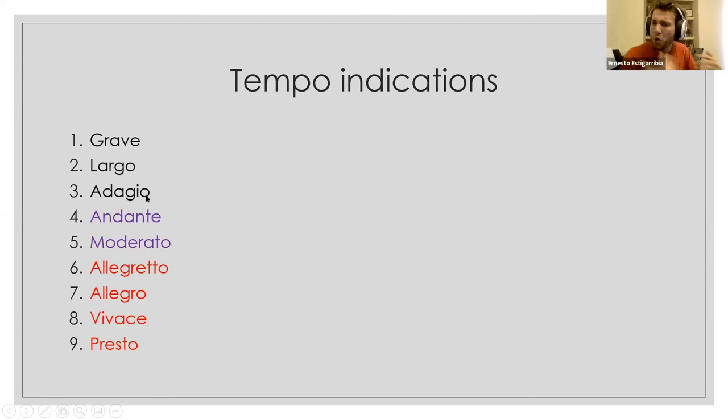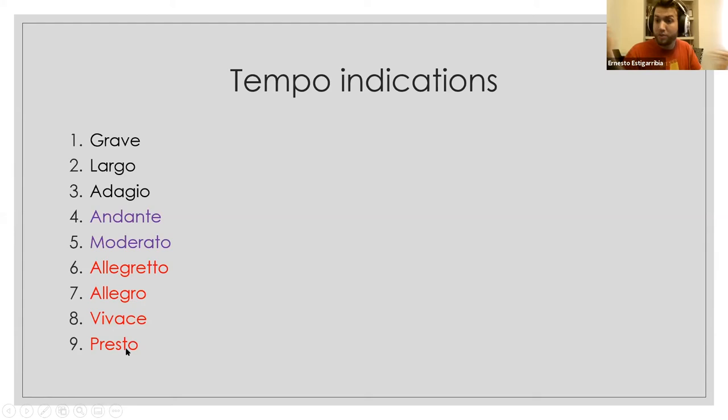Then in purple, purple rain, we have kind of the middle ground, andante, which, if you want to write it down, means walking pace. So it's the pace of walking, right? It's just chill, andante. Moderato, slightly faster. And then we start getting into the faster tempos. We have allegro, of course, we all know. Then we have vivace, which means lively. And then presto, which means really fast, okay?